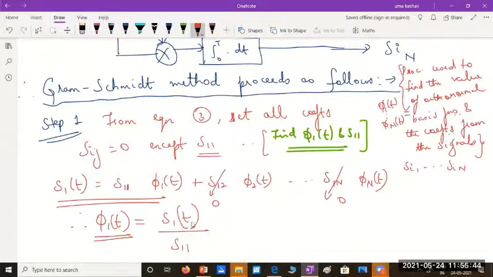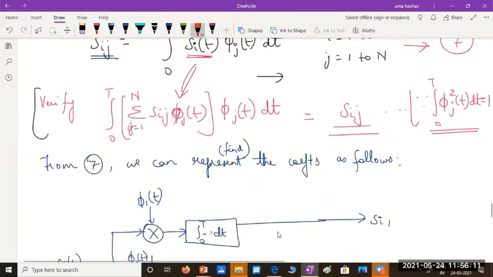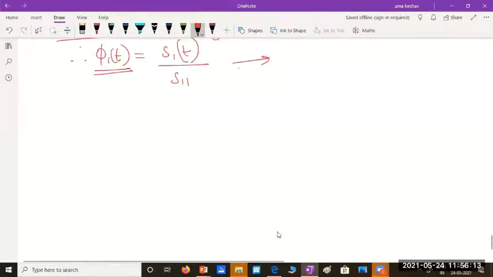So I'm just repeating that first equation, no change. So how do I define the first orthonormal basis function here? I told you we are using the principle of superposition. We are making all others 0 and only the first coefficient we are considering. So you will have this equation. Let me call this equation 8.